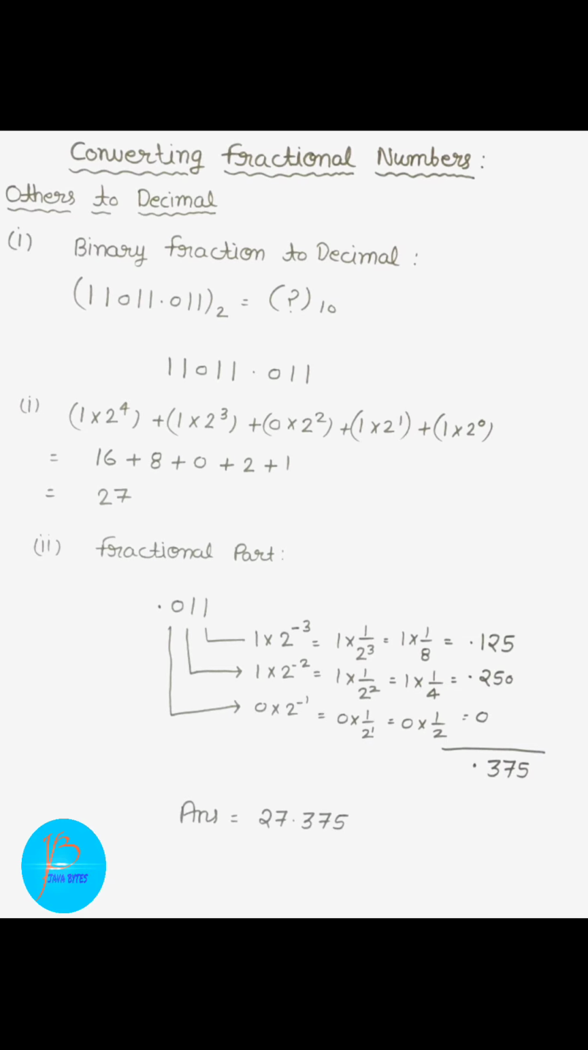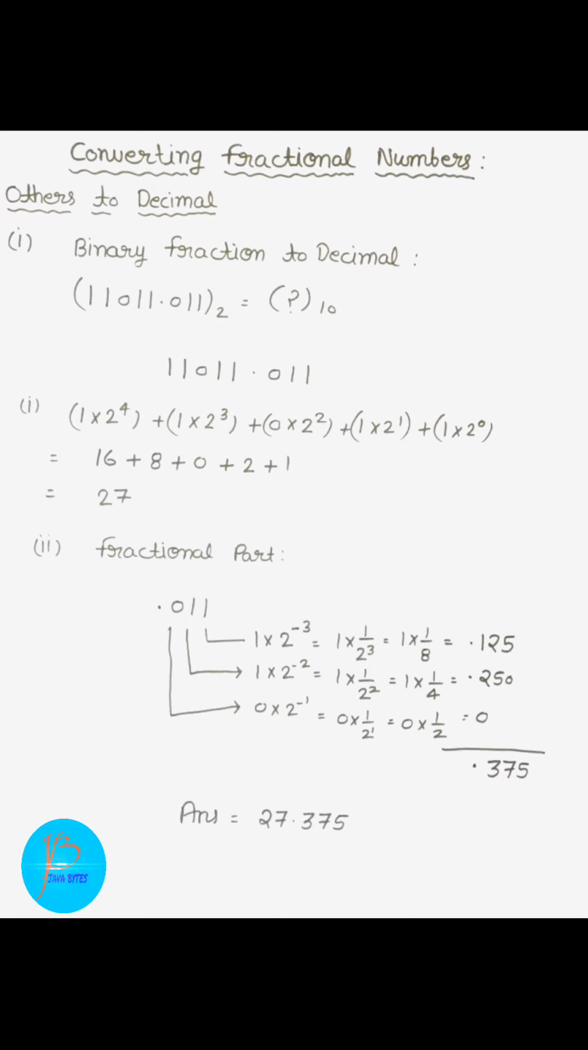And children, in the previous class we learned how to convert the decimal fraction to the binary, octal or hexadecimal number system. Now we will go through a few examples and learn the basics of how to perform these conversion operations.